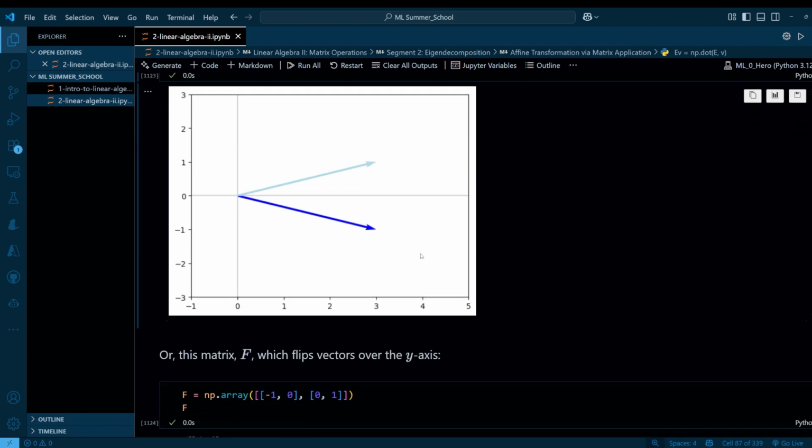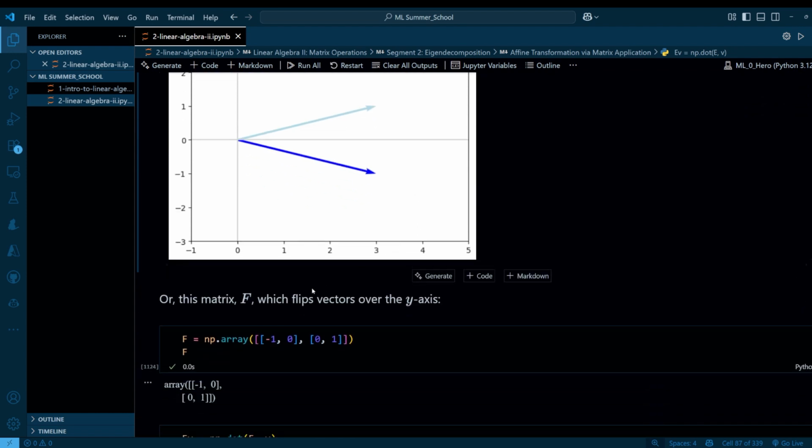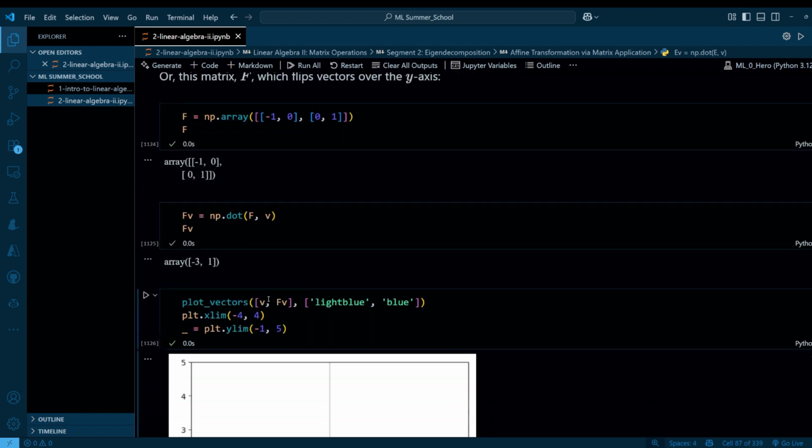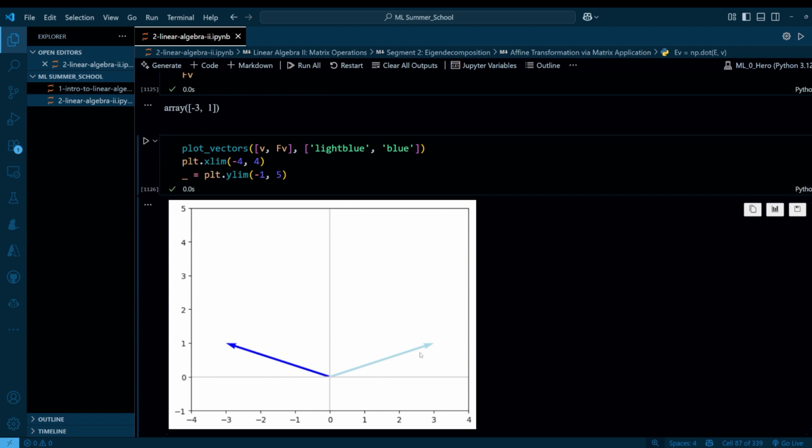Or the matrix F now, rather than E, if you just multiply with this one, minus 1 0, 0 1, multiply F with V, you will see something like that. Earlier this was here, but now it is here. So right now you can see this is something like a mirror, right? Just like the mirror, and you are here, and maybe you can see your reflection out here. So just like that.